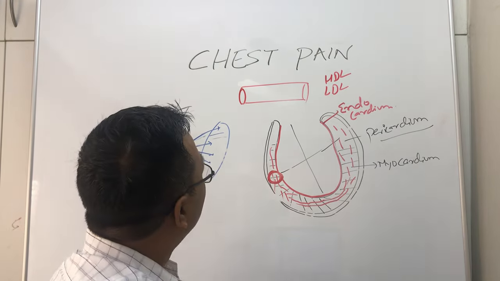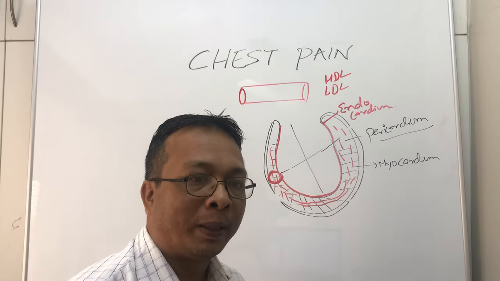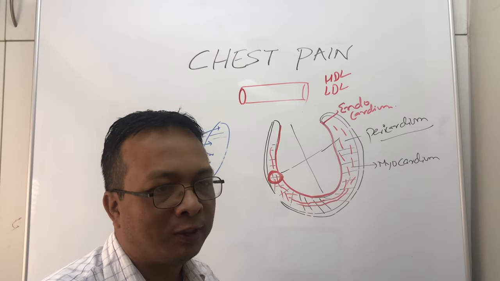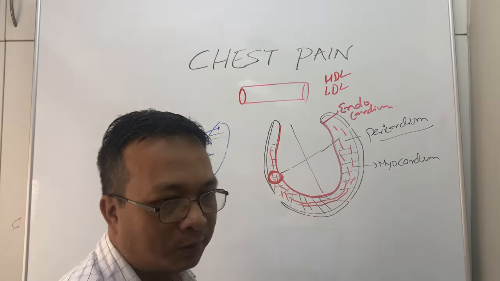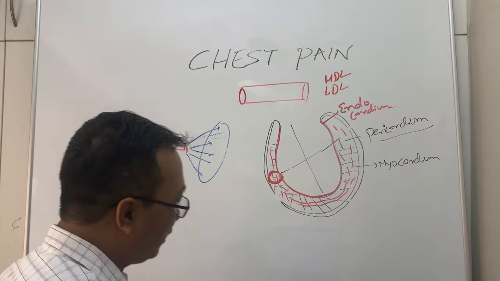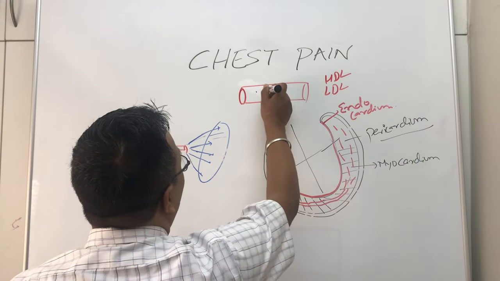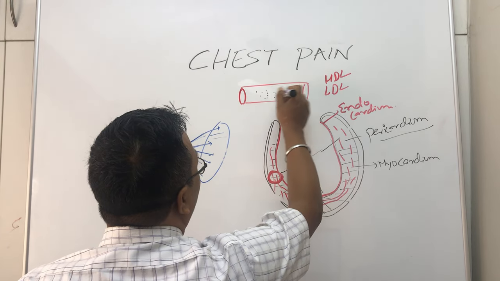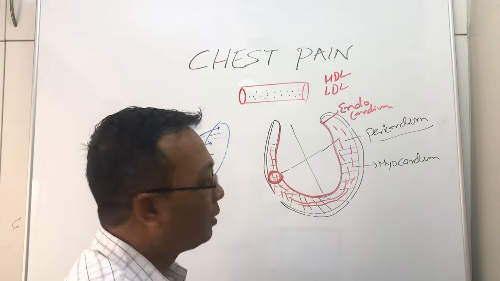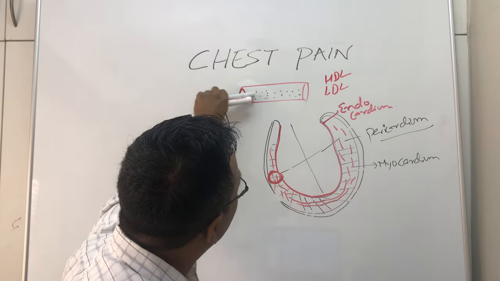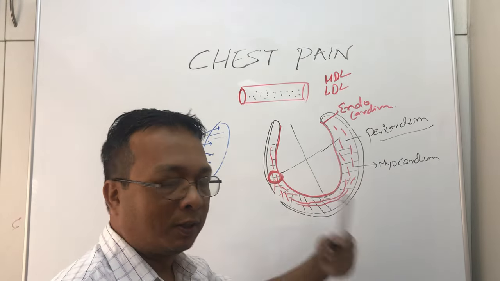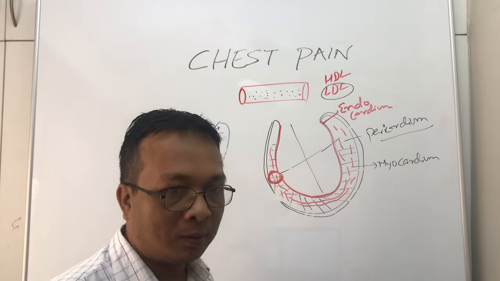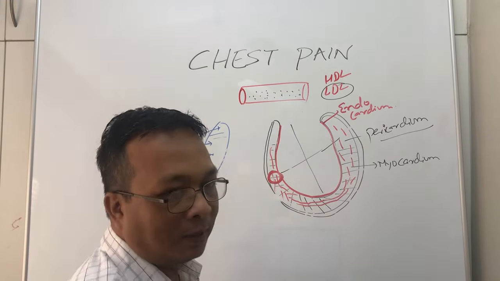So let's imagine he takes lots of bad cholesterol in his food, lots of oily foods, spicy foods, cheese, butter, everything. It means he has plenty and plenty of LDL in his body. Now this blood is running in all his blood circulation. What is running? LDL, the bad cholesterol.